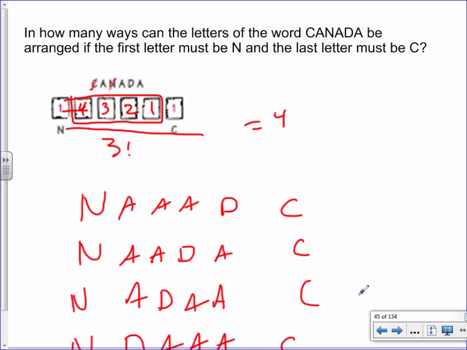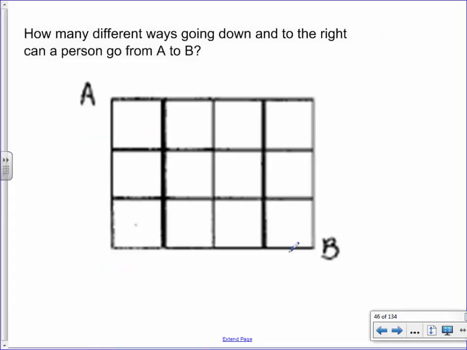Okay, so this is a very unique type of problem. Basically what it suggests is how many ways could you go from here to here? Imagine that you're walking from your house to school or something. You could walk all the way over and then walk down.